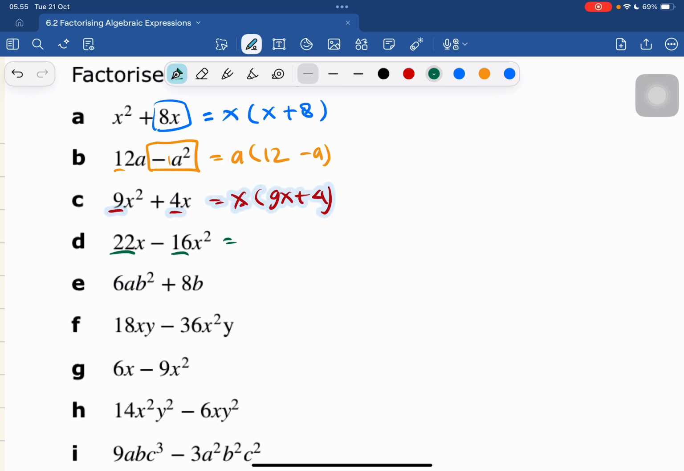22 and 16, the highest common factor of 22 and 16 is 2, and then the letter x and x squared is x. 2x times what number to make it 22 is 11, and then this is negative, we minus 2 times 8, and then x.